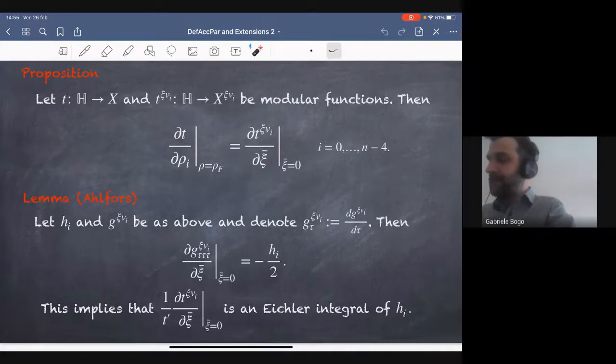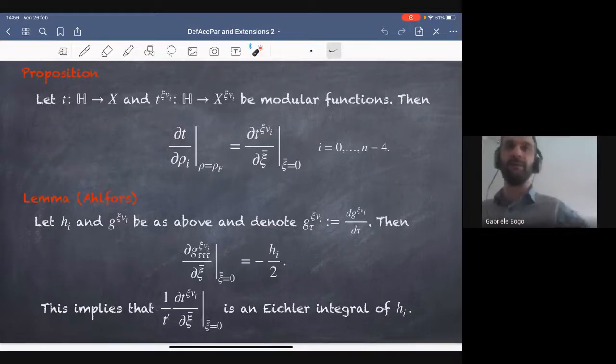And the first hint of what we may do, just performing this operation, is given by the following lemma by Halphen, which tells you essentially that this derivative here is just t prime multiplied by an Eichler integral of a cusp form of weight 4. So here we see the first connection between this operation and Eichler integrals, but that will be more clear in the following slide, when I will speak about this operation without referring to Teichmüller theory. Okay, here the digression is finished.